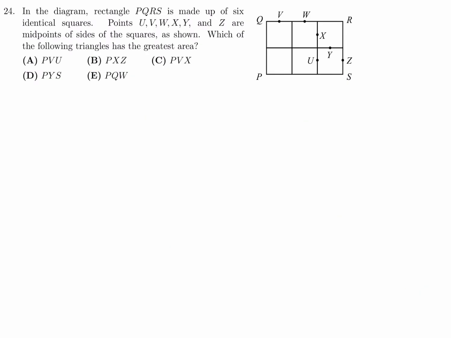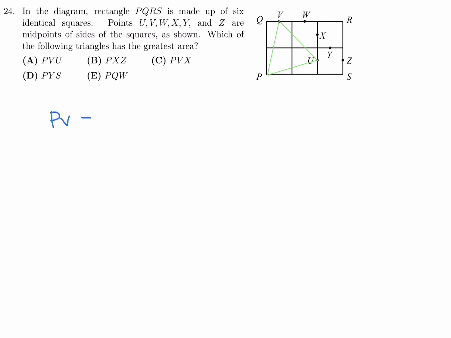In the diagram, rectangle PQRS is made up of 6 identical squares. Points U, V, W, X, Y, Z are midpoints of the sides of the square as shown. Which of the following triangles has the greatest area? Okay, so we have to just go through this and one by one calculate the areas. There's no other shortcut, unfortunately. Okay, no problem. Let's just keep on going here.